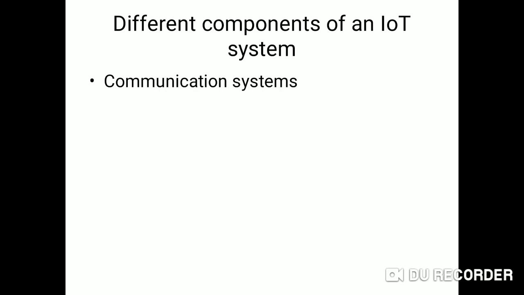In wired communication, there are two types: serial communication and parallel communication. For long distance communication, serial communication is preferred, and in wireless communication, serial data transmission and reception is done in the form of I2C, that is inter-integrated circuit, or SPI, that is serial peripheral interface.